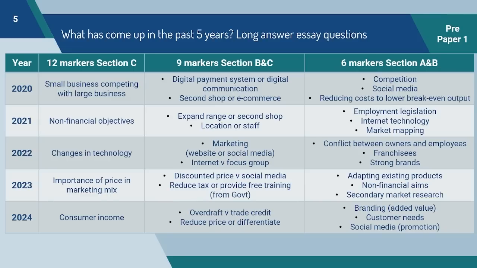I'm not going to read through this table because, again, let's face it, if you're in GCSE Business, you can read. So what I would recommend doing is having a look at these topics and thinking, right, okay, do I understand that topic? Do I think I'd be confident answering this question? And if you're not, do a bit of research on that and maybe give it a try. So, for example, the 2023 one, the 9 marker about reducing tax or providing free training from the government, that is quite a tricky one. Might be worth having a look at that if that's not something that you're confident with. But you can see there, these are the topics that have come up in essays, the long answer questions, in previous years.